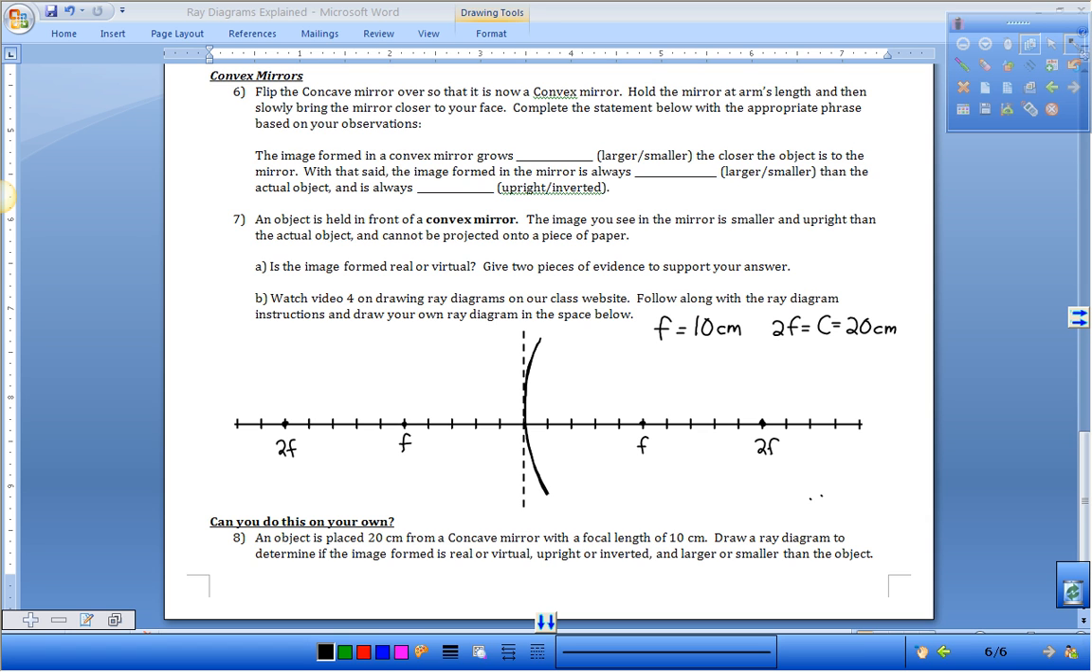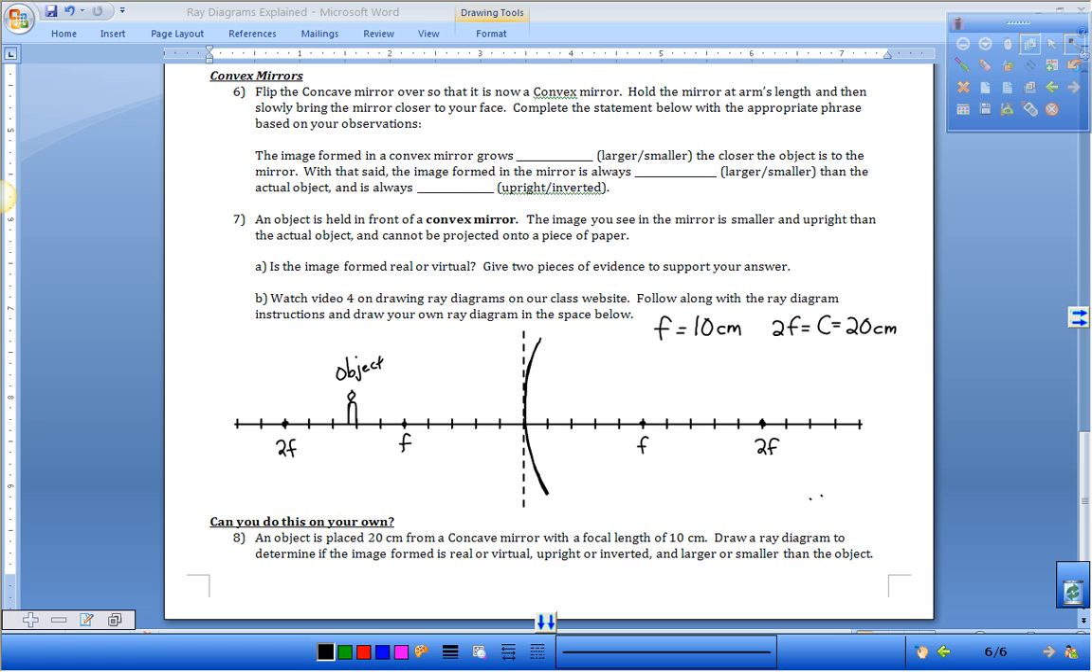Usually if I did this with you in class, I'd have some groups put their object here, some groups put their object here, some groups put their object here, and then we'd all draw the ray diagrams and find out that we get the same diagram every time, that the image is always smaller, upright, and virtual. For us today, since you're just watching this and I'm not there, I'm going to draw my object here. Did I pick this place for any particular reason? Nope. I just needed to put the object someplace. All right, so that's where my object is going to be.